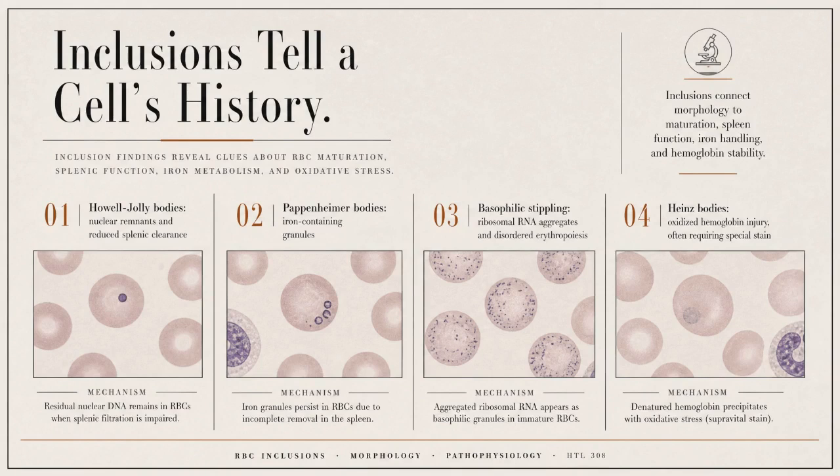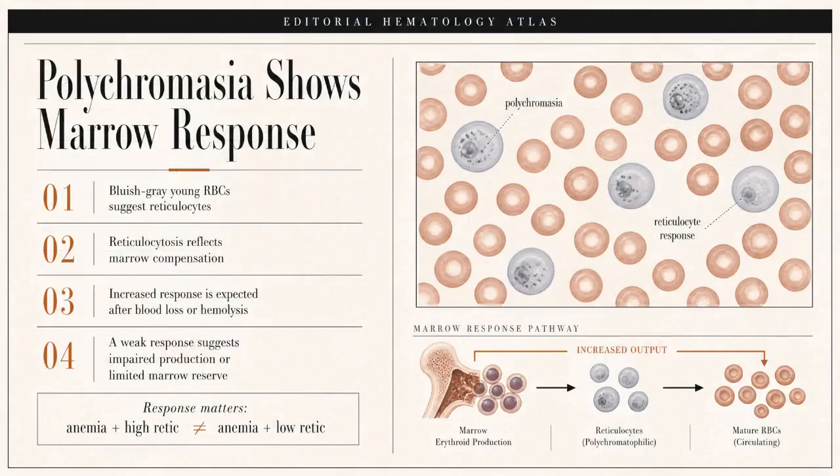Those questions reveal the mechanism. Next, we will discuss how a cell's color can indicate marrow activity. Polychromasia refers to red cells that stain slightly blue-gray because they still contain residual RNA. These are young red cells and correlate with reticulocytes.